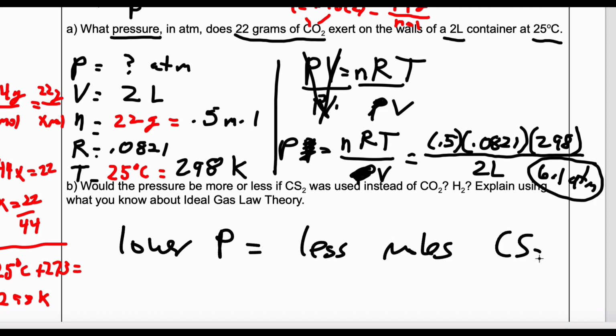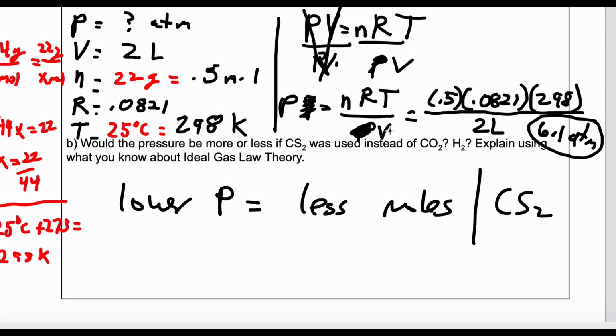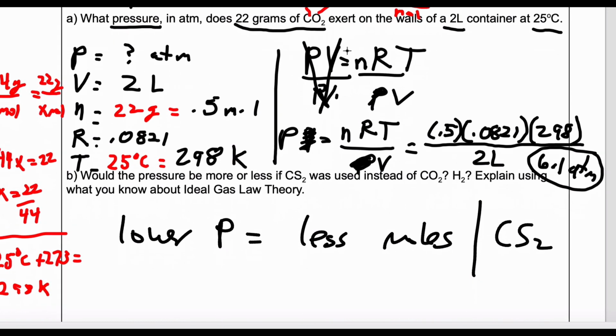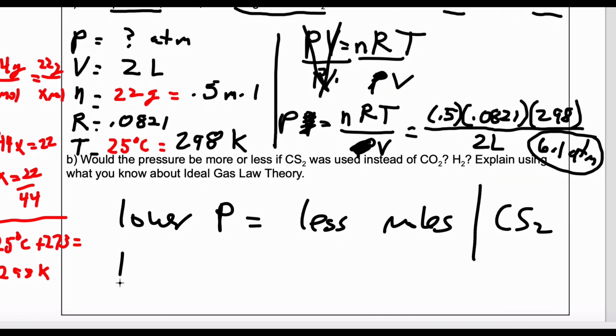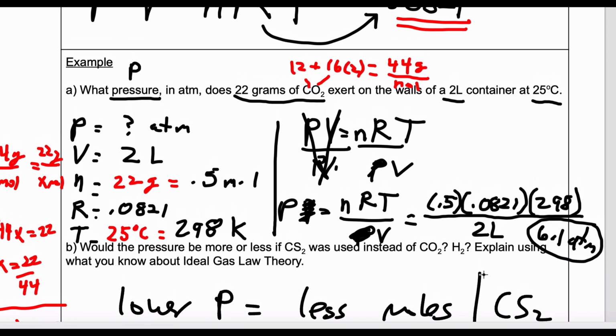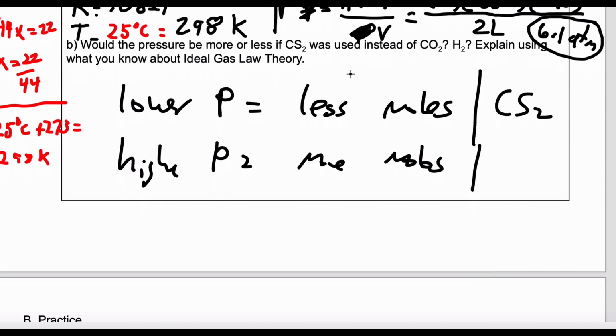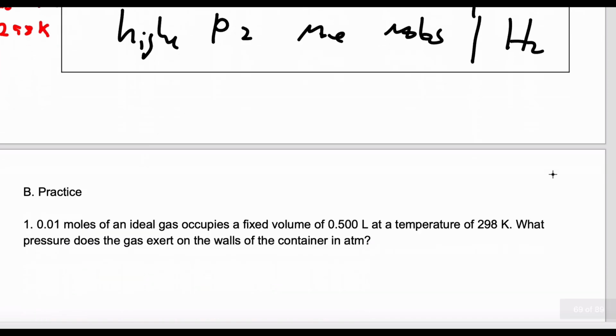This is for CS2. Okay, now for H2, 1 mole of H2 is 2 grams. So we're going to have a higher pressure because we're going to have a lot more moles in that container. Think about that simulation you did. If you made the actual molecule larger, 22 grams of that molecule isn't really that much, but if you made the molecule smaller, 22 grams is a lot. So something just to think about.